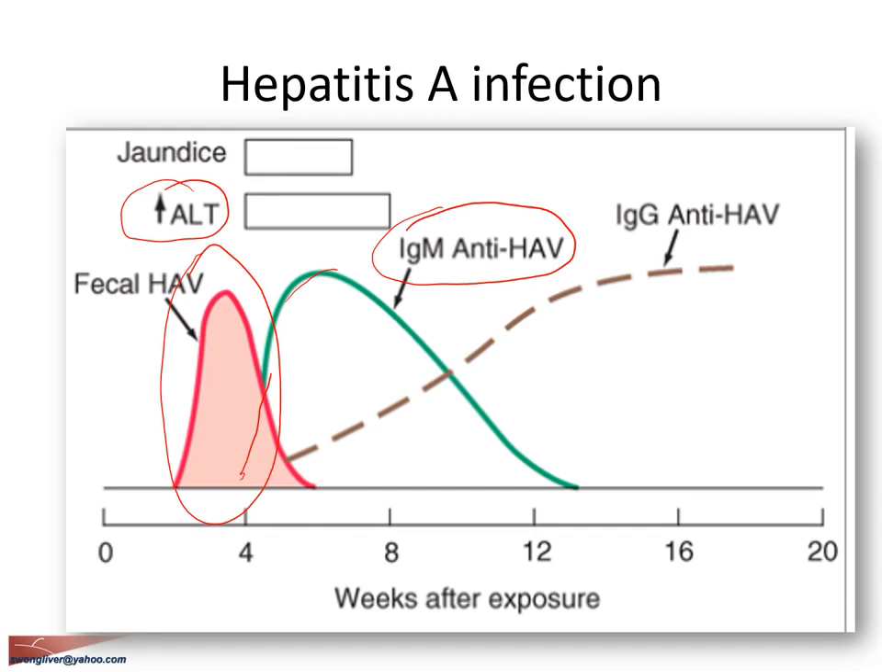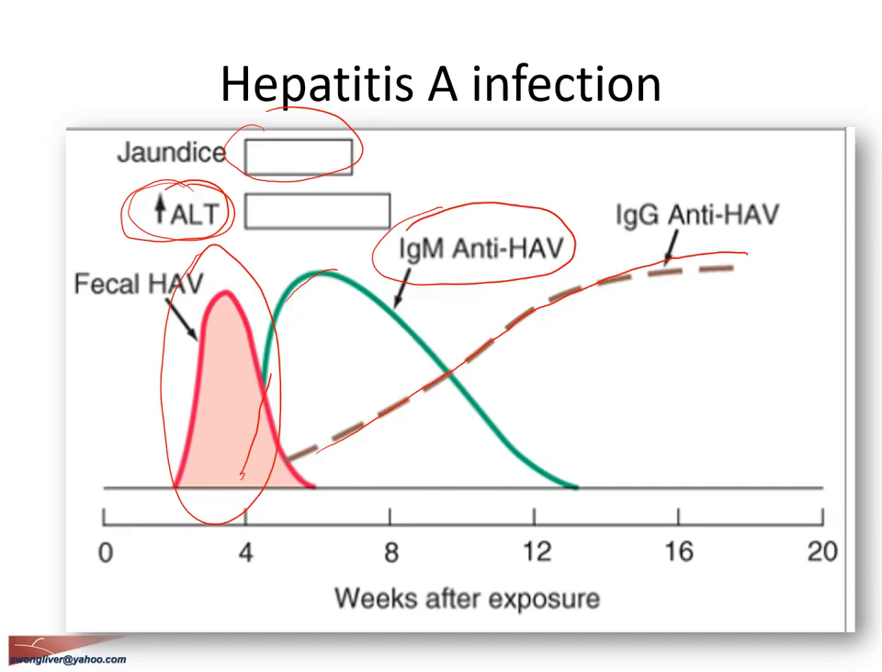Okay, so if the immune system now recognizes that there's hepatitis A infection, it will try to kill the hepatitis A virus. But since it's inside the liver, it will also destroy the hepatocytes. And the hepatocytes now will release your ALT, and then it will be followed by jaundice. Now, of course, as I've said, your hepatitis A infection is self-limited. So once you have IgM anti-HAV, your body will now start to produce your IgG anti-HAV, which is now the protective antibody against the virus.